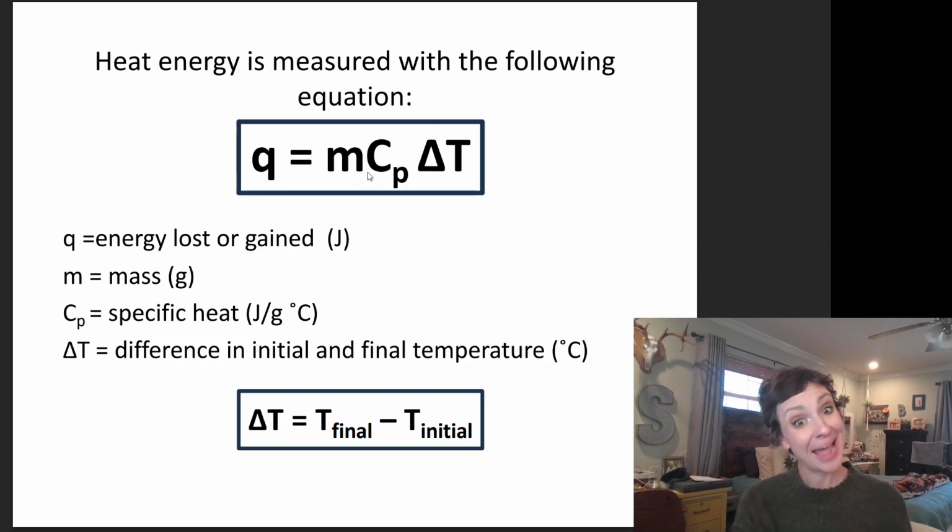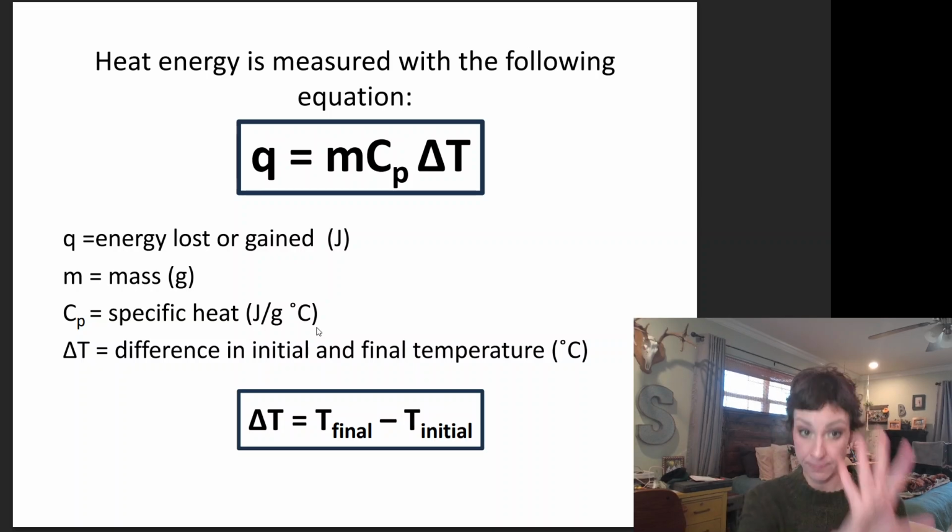M is mass, the mass of the substance that I'm looking for, whether the absorption or the release of energy has occurred on. C sub P, this is a new term probably. That stands for specific heat. Now look at the units on this guy. Joules per gram degrees Celsius. You're like, oh, we will unpack how we get that here in a second.